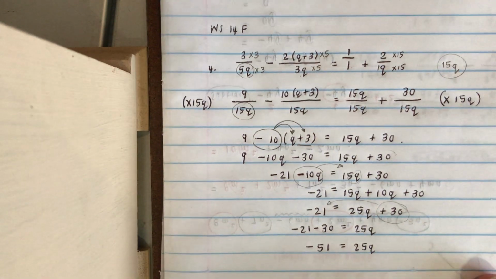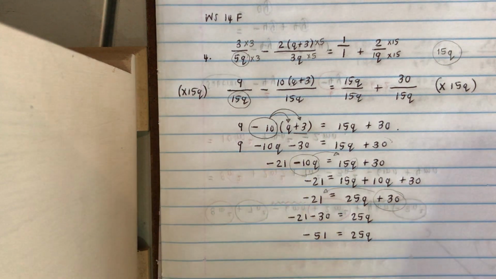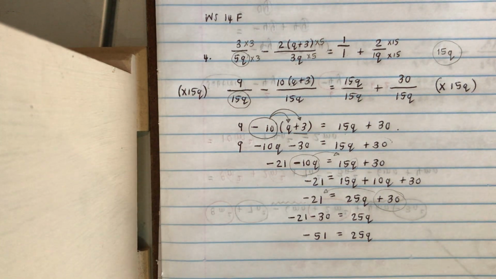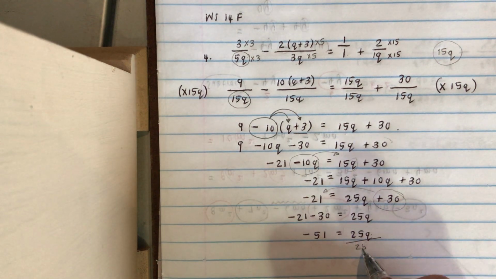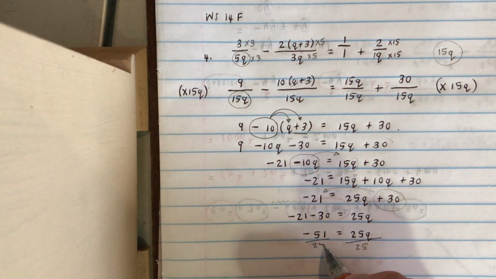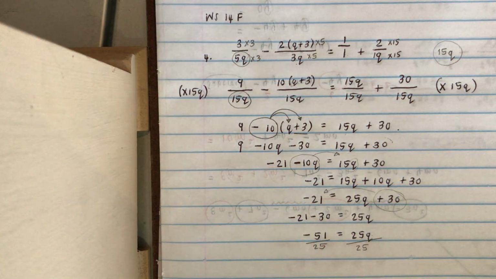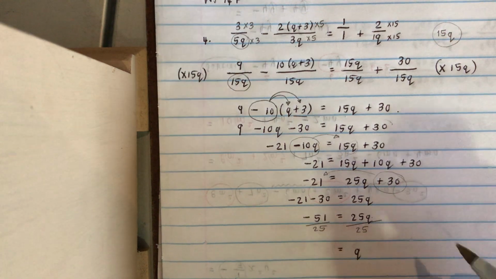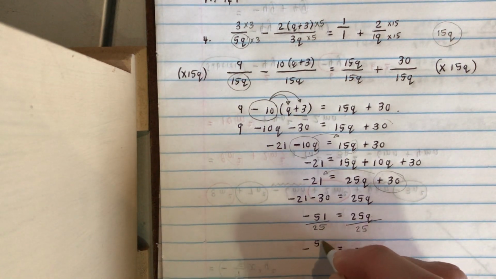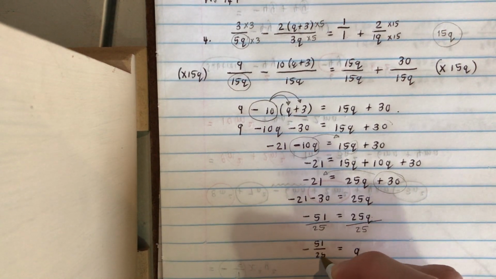Let me just move it up slightly. And then what do we have to do? To get rid of the 25 that's in front of the q, you have to divide with 25. And what you do on the right side, you do on the left side as well. So what do we end up with? We end up with q equals negative 51 over 25.